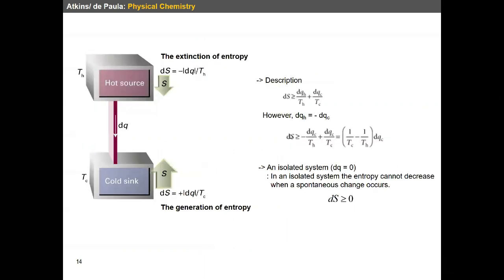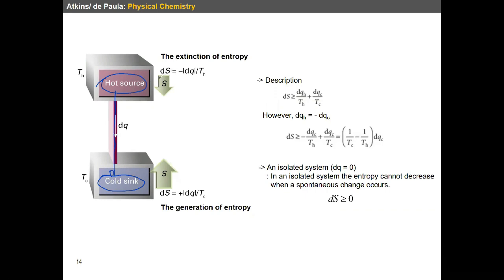Okay, so we can also use the Clausius inequality for this kind of system. Let's say there is a hot source and a cold sink, and heat is transferred from this hot source to this cold sink.